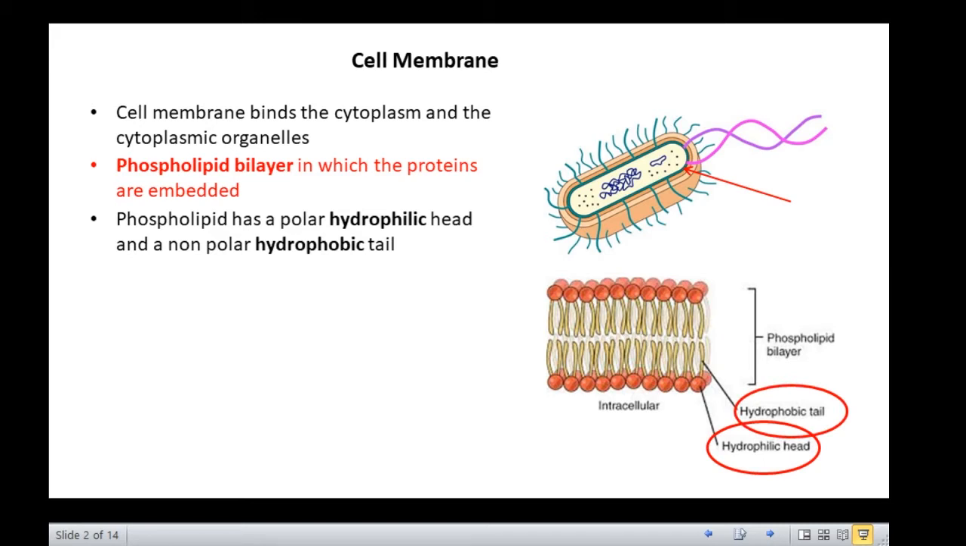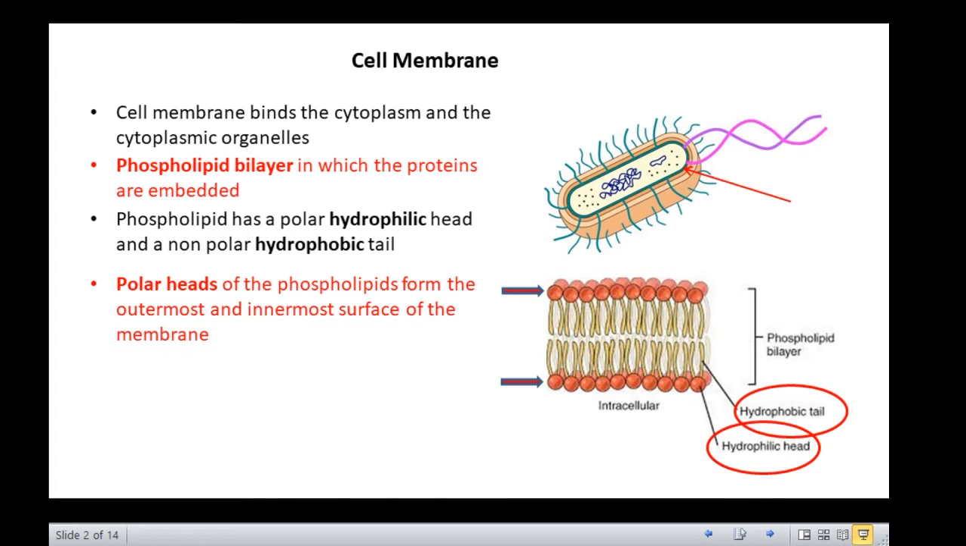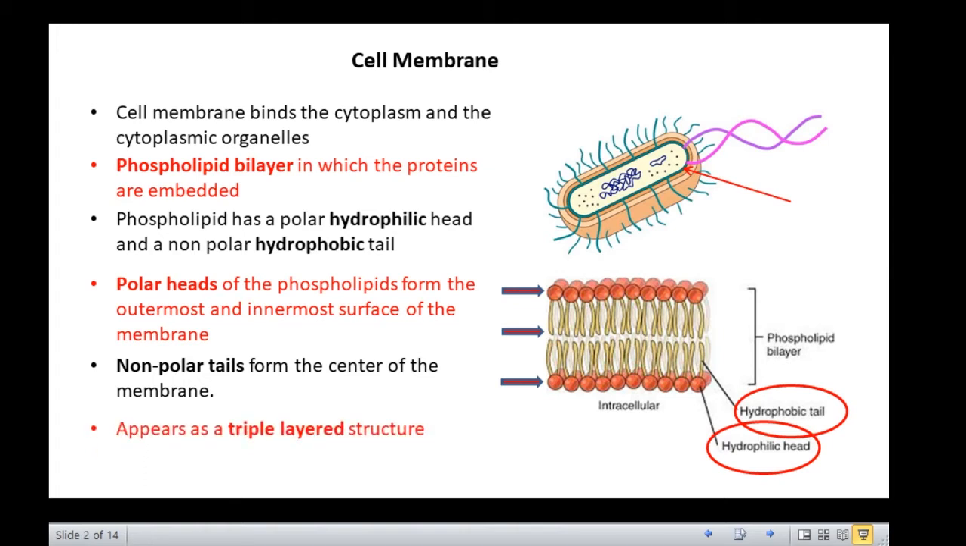The phospholipid bilayer is arranged in a manner such that the polar hydrophilic heads of the molecules form the outermost and the innermost surface of the membrane, while the nonpolar hydrophobic tails form the center of the membrane. Therefore, in an electron micrograph, the membrane appears as a triple layered structure with two dark electron dense layers representing the region of lipid heads surrounding a light layer which represents the hydrophobic central portion of the membrane bilayer.